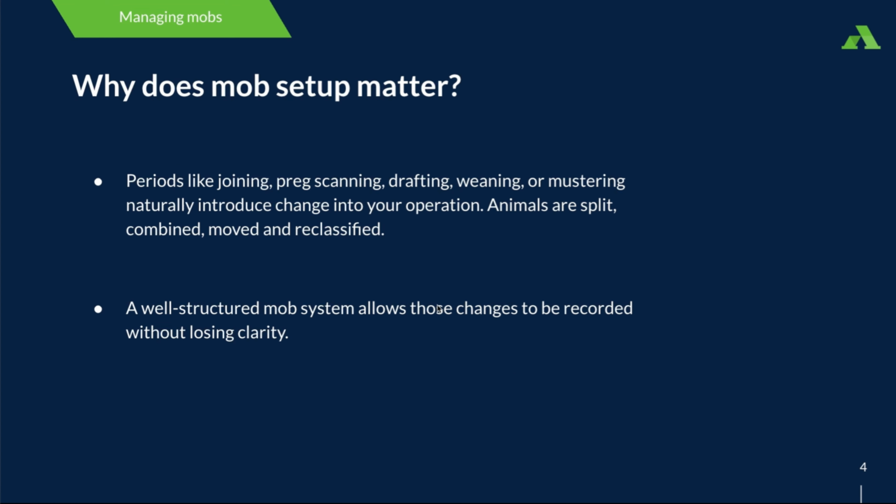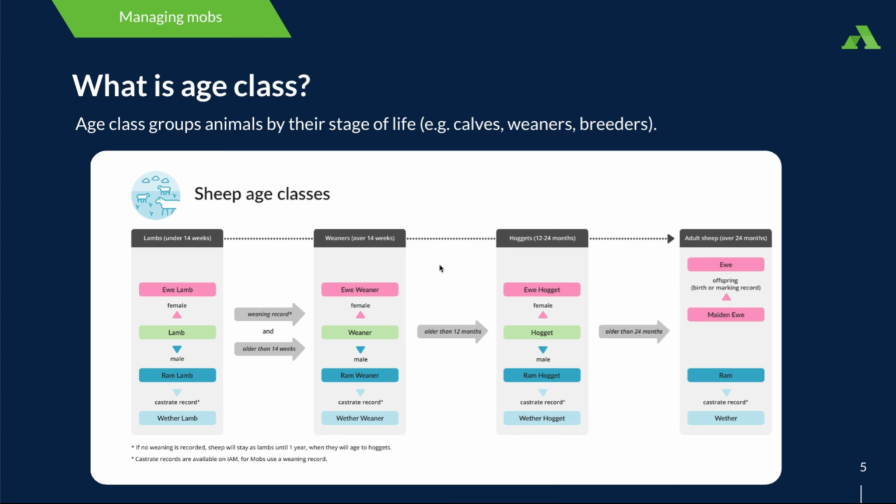Periods like joining, preg scanning, drafting, weaning, or mustering naturally introduce change into your operation. Animals are split, combined, moved, and reclassified. A well-structured mob system in AgriWebb allows those changes to be recorded without losing clarity.